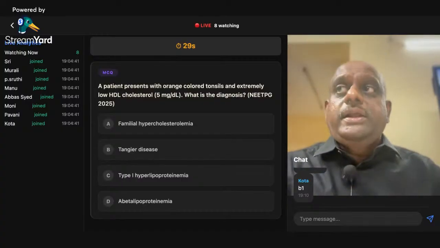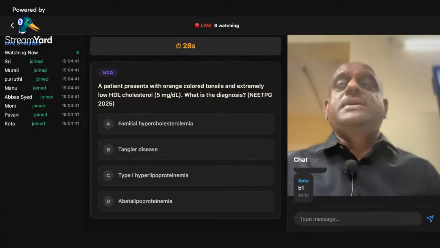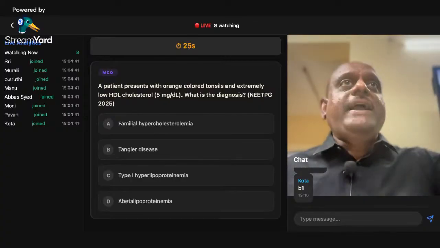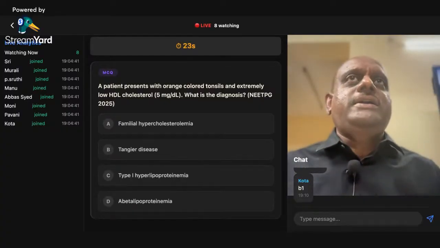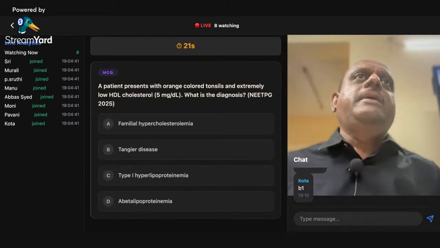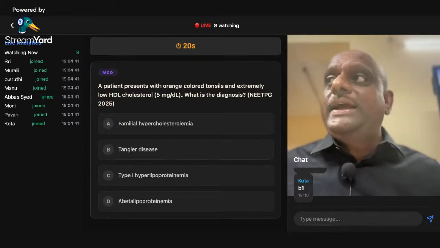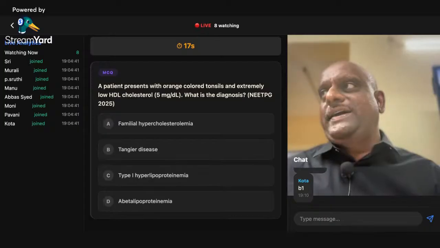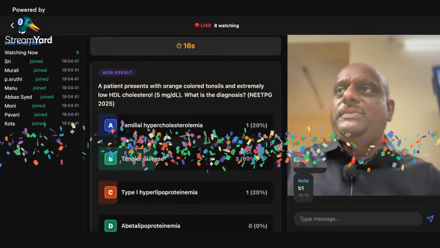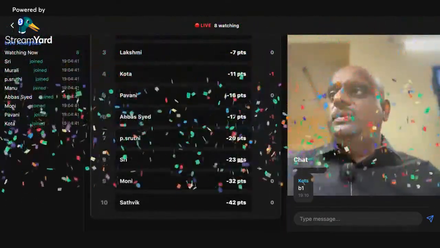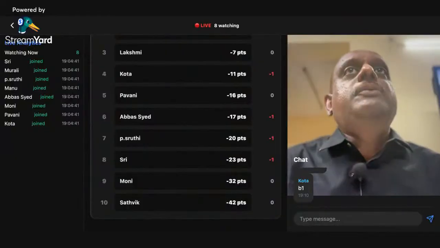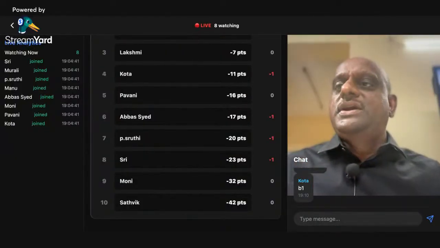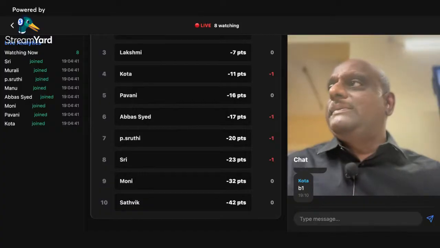Now, there are orange colored tonsils, extremely low HDL, only 5 milligram. Normal HDL should be how much, doctor? 40 and above. Low HDL. What is the diagnosis, doctor? Very good. Easy question. Excellent. So, almost 3 of you correctly answered. It is Tangier disease is what you need to remember.